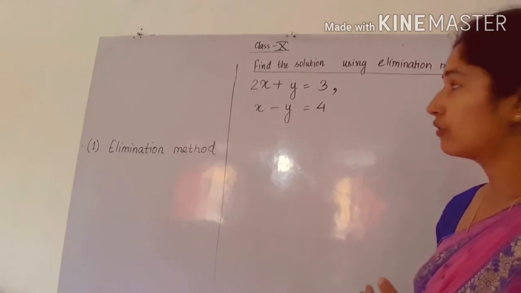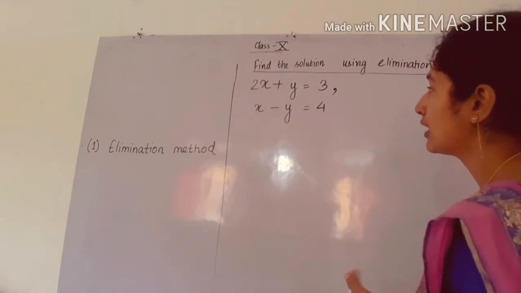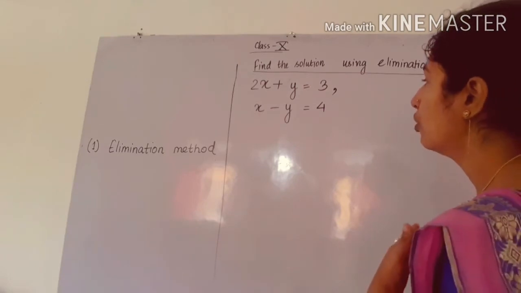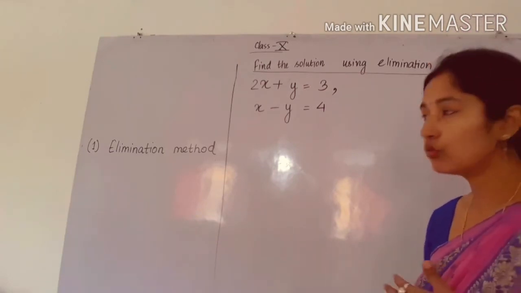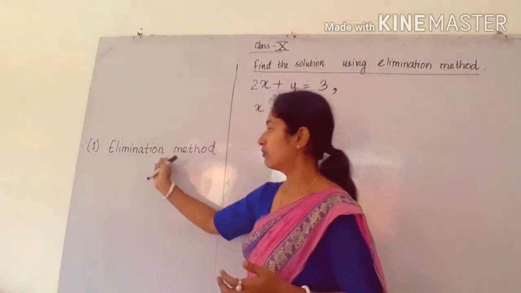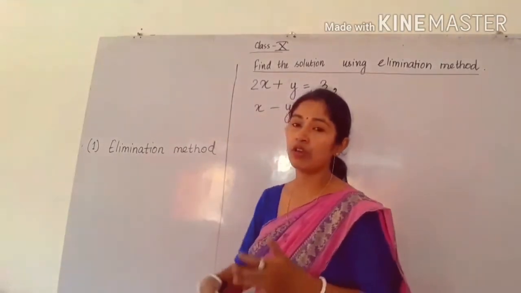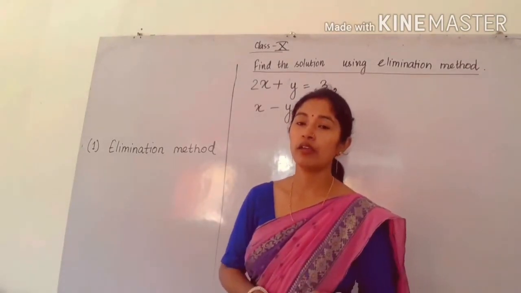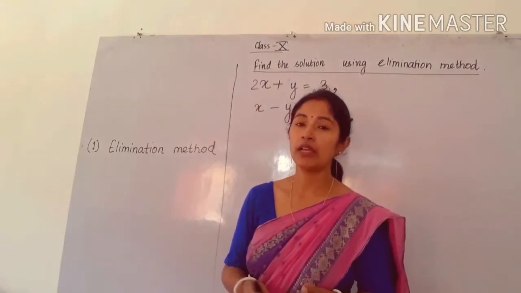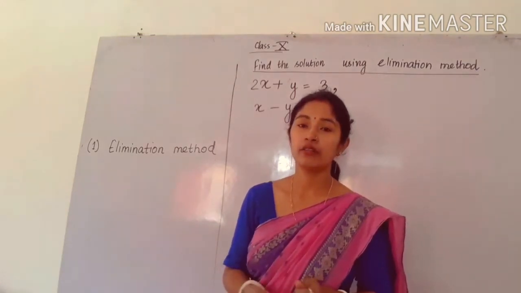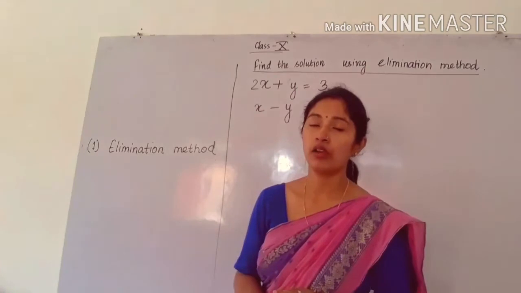So we are given two equations, 2x plus y is equal to 3, and the second equation is x minus y is equal to 4. So what we have to do, as the name is what? Elimination. That means you have to eliminate. So here are two variables x and y. We have to eliminate one variable so that we can easily find the value of the other variable.